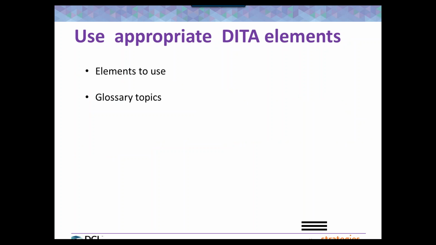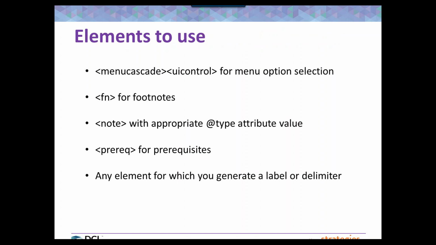The other thing that you can do to help with your translation is to use the appropriate DITA elements. So I'm going to talk about some of the elements you can use and a little bit about the use of glossary topics. So the reality is that when I see people's DITA implementations, I see them using elements that are generic elements to indicate specific things. And they're compensating by applying manual formatting and things like that.